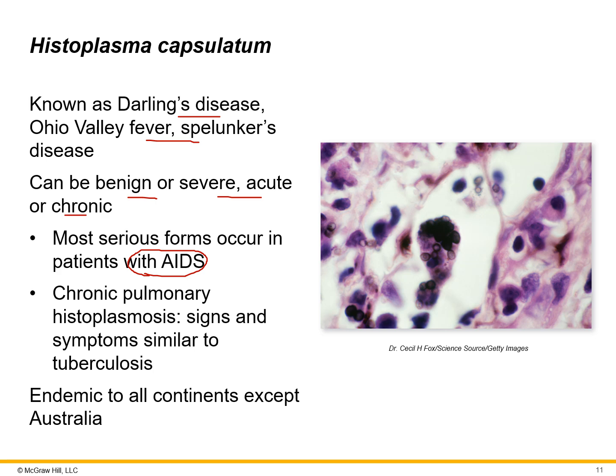So this Histoplasma capsulatum is the main one that causes pneumonia in AIDS patients, and it also is a more serious form in those patients. So this chronic pulmonary histoplasmosis is also a disease where everything looks very similar to tuberculosis, but it's not quite the same. But it is endemic, especially on all continents. The only exception would be Australia, but it is found worldwide except in Australia.